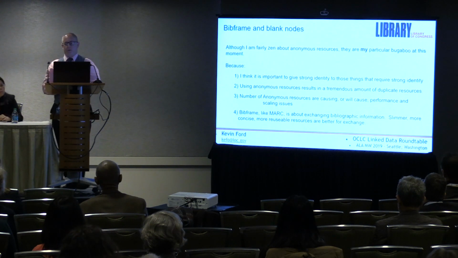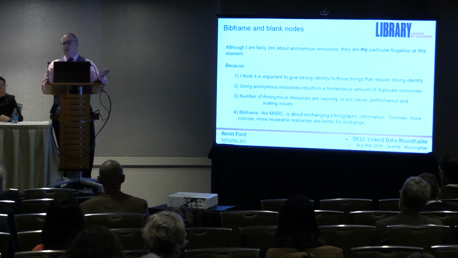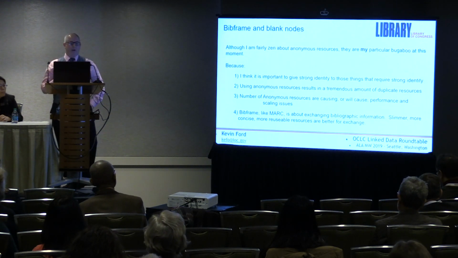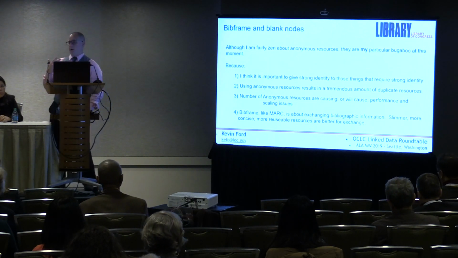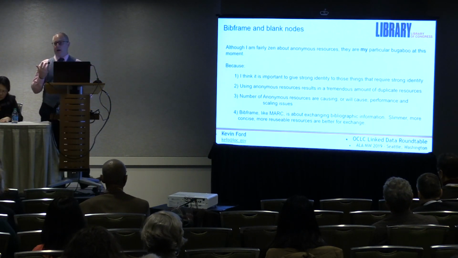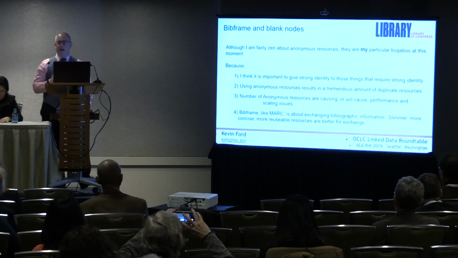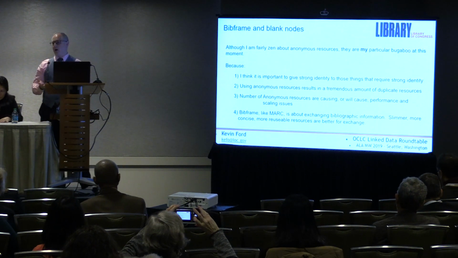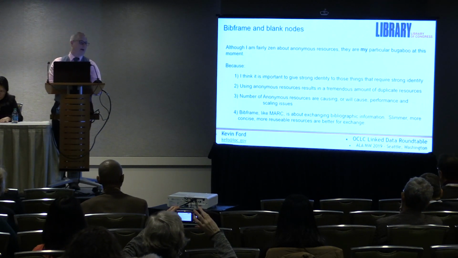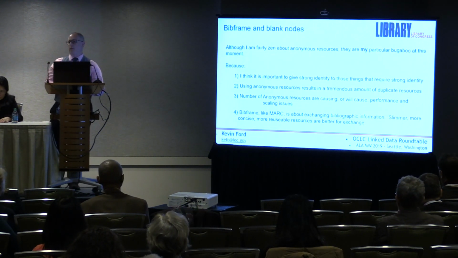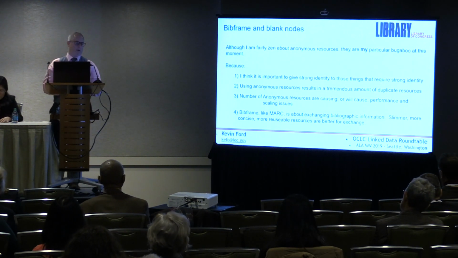Using anonymous resources results in a tremendous amount of duplicate resources in the system. And number 2 actually leads into number 3, which was really my breaking point. The number of anonymous resources are causing or will cause performance and scaling issues. And so what we decided to do after looking at some of these is start asking ourselves, can we reduce the number of them? And finally and lastly, BIBFRAME, like MARC, is principally about exchanging bibliographic information. Slimmer, more concise, more reusable resources are quite simply better for exchange purposes.